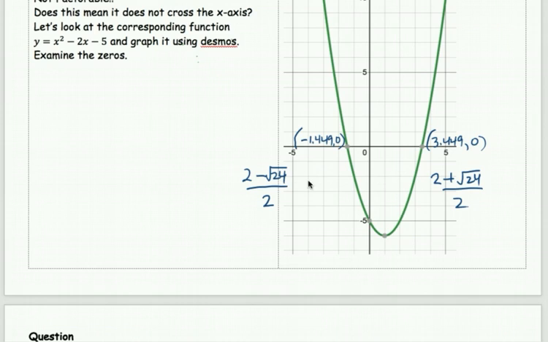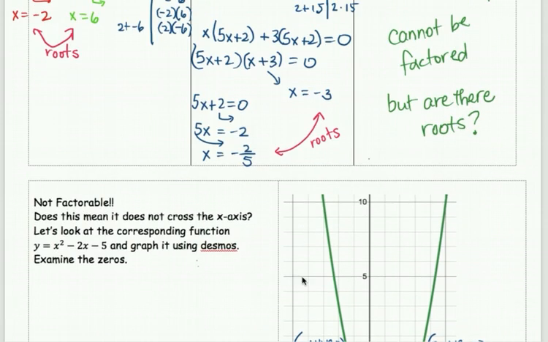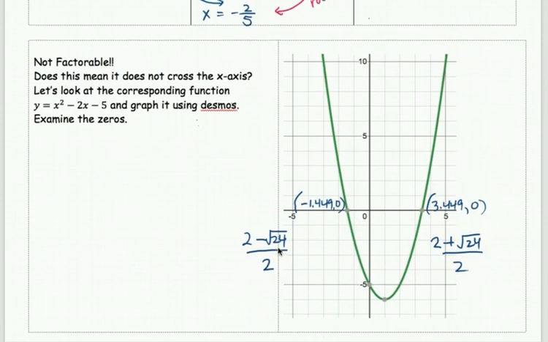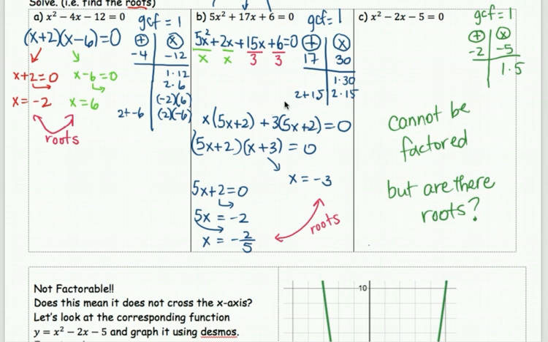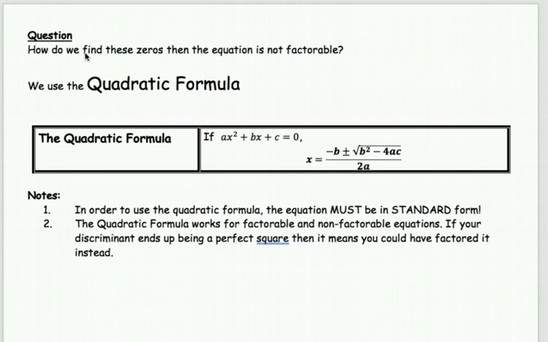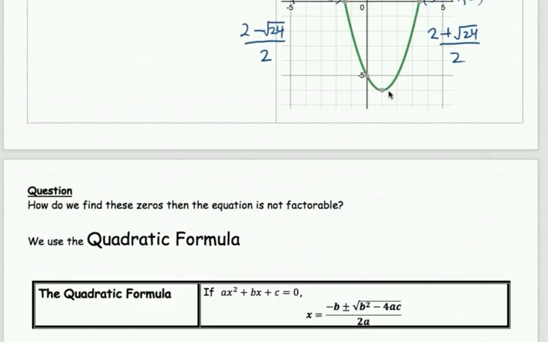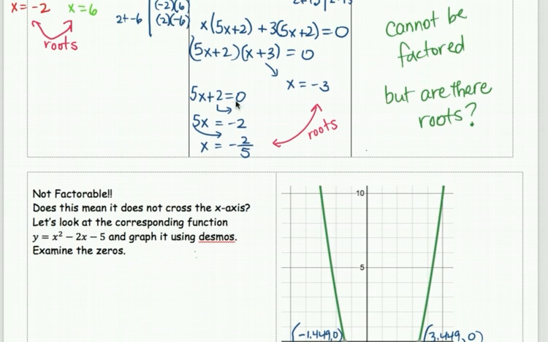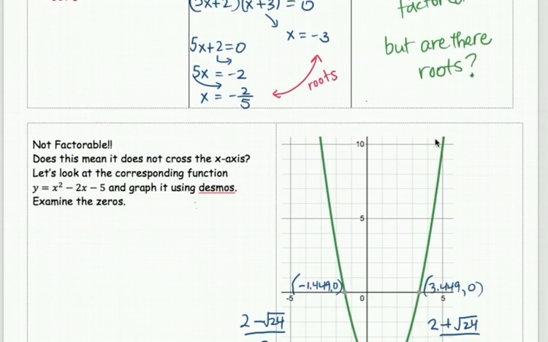Not that radicals are bad, but they're a lot trickier to get to here than just using your product-sum table to get to the roots, okay? So how do we find the zeros, the roots, the x-intercepts when the equation is not factorable, okay? The methods that we've been studying all year so far, we can't use them.